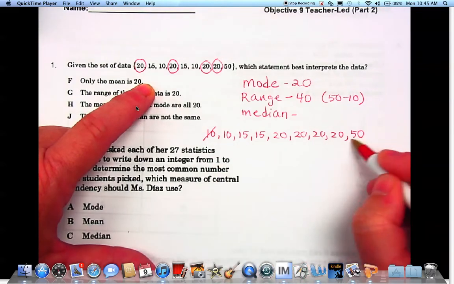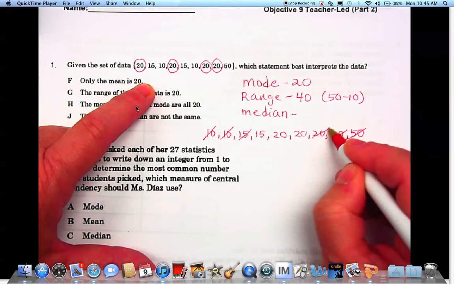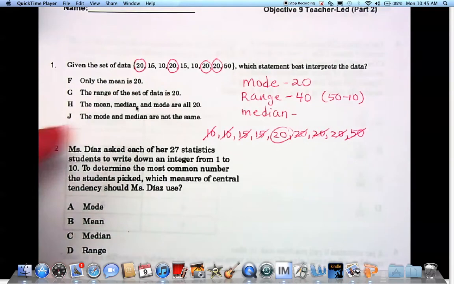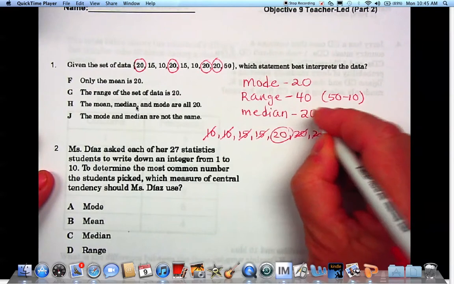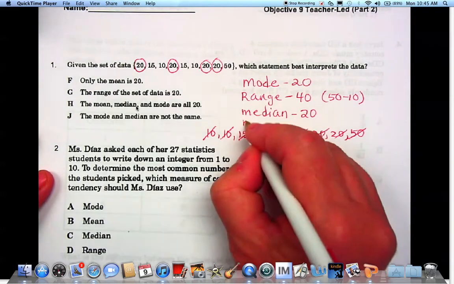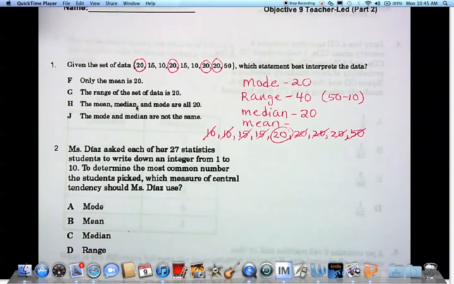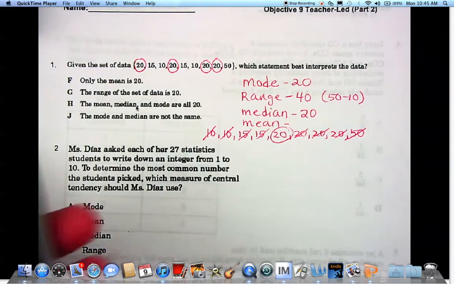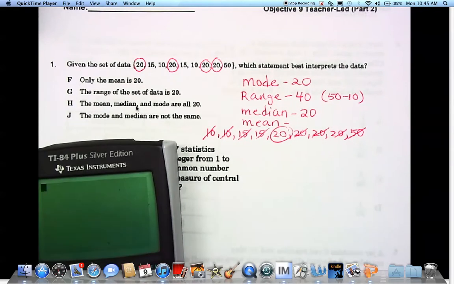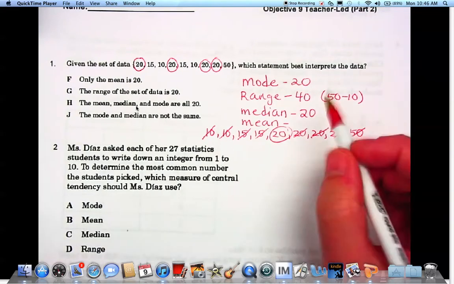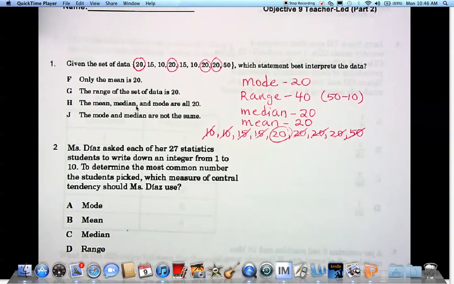And then I like to mark them out from the ends. So what's the middle number? 20. So the mode is 20, the median is 20. How are we going to find the mean? Add them all together and divide by 9. And they told us it was 20, but you can't necessarily trust that. So we're going to add them all up and divide by 9 because there's 9 of them. This is correct. The mean is 20. So the mean, the median, and the mode are all 20.